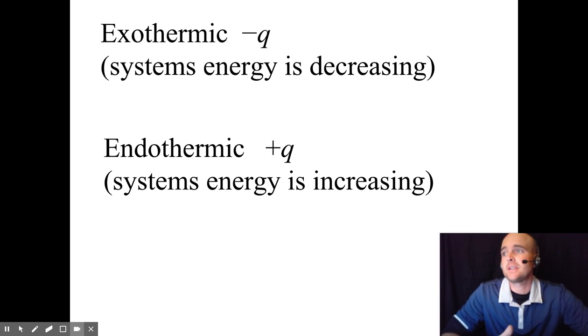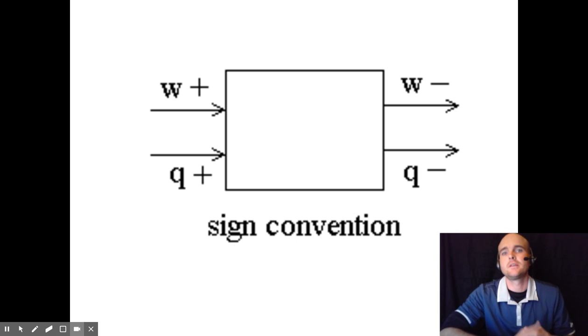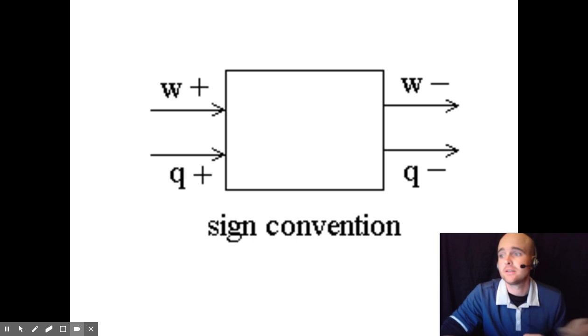The exothermic is going to have a negative Q, and endothermic has a positive Q. So here's where the box comes back. We have our box, which is our system, and here a positive Q, which means heat is flowing into the system. Okay? So that means that it is endothermic if it's going this way. And the work is also flowing into the system.